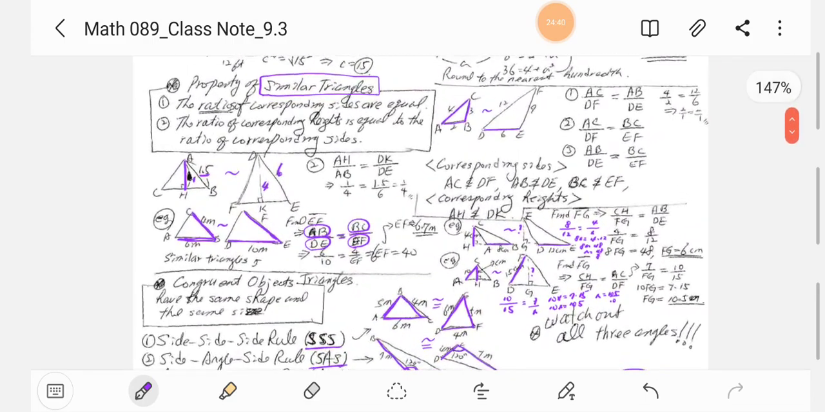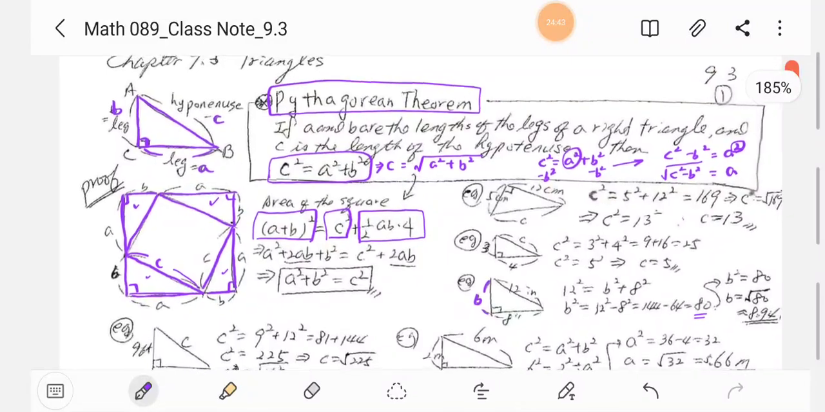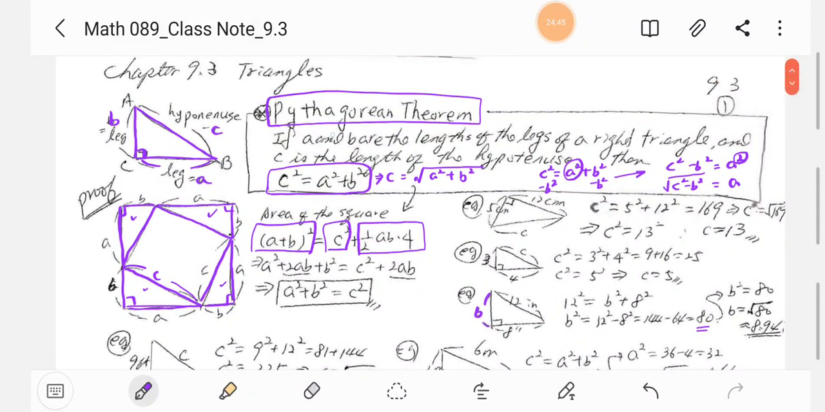Okay, so for this one, we gotta understand the formula for the Pythagorean theorem. Okay, Pythagorean theorem. So when you have a right triangle, always hypotenuse squared is equal to the sum of the squares of two legs. Okay, c squared is equal to a squared plus b squared. So if we want to find c, then get rid of the square, so that c will be the square root of the right hand side.